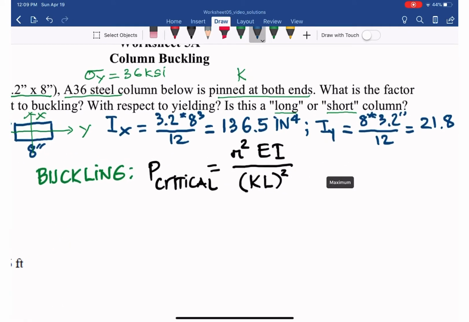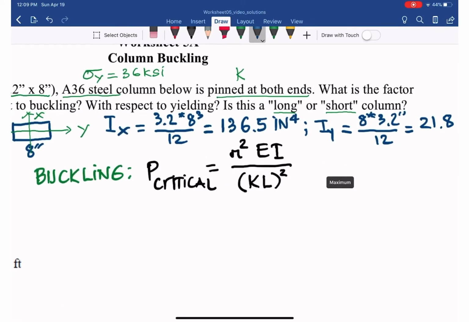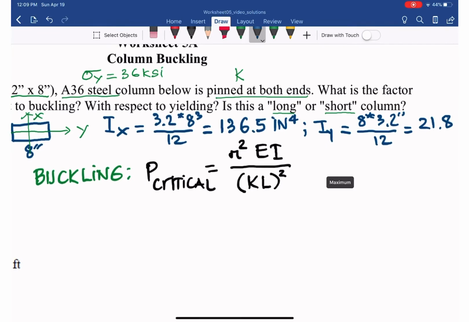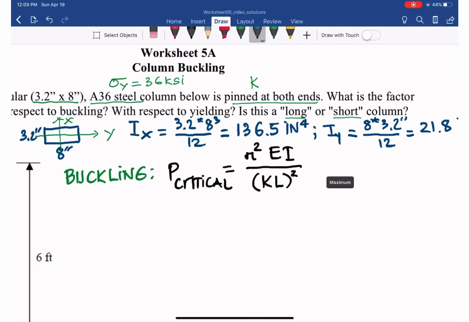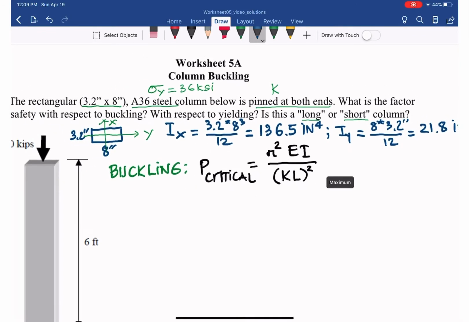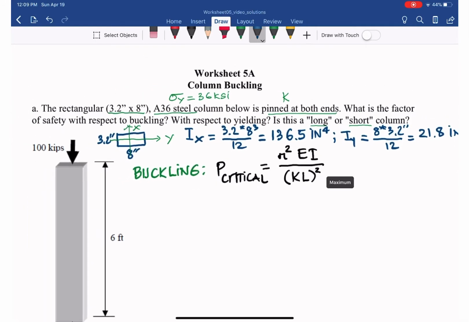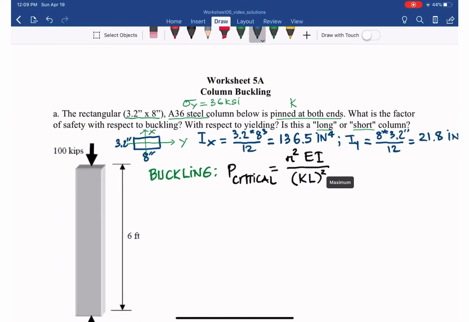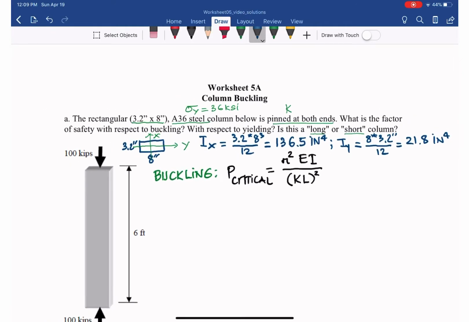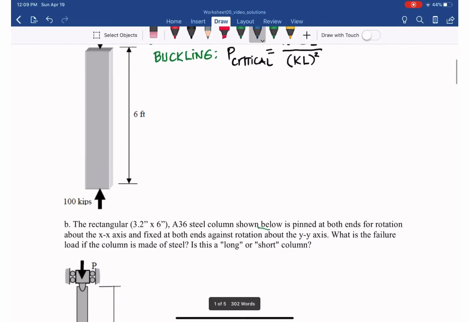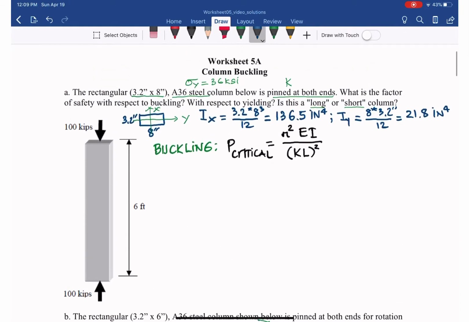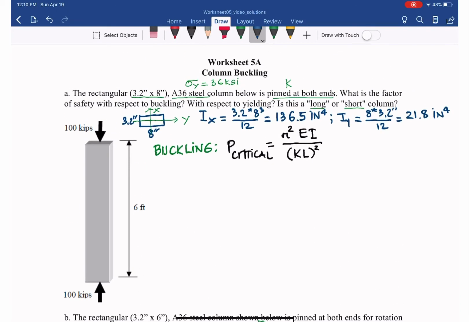With that, we want to know which Ix or Iy to use in the critical load in the Euler equation here. So I want to stop here and demonstrate which one I'm going to use. That demonstration is very important for you to apply this concept in part A and also part B, when we have many factors that affect determining the critical load.